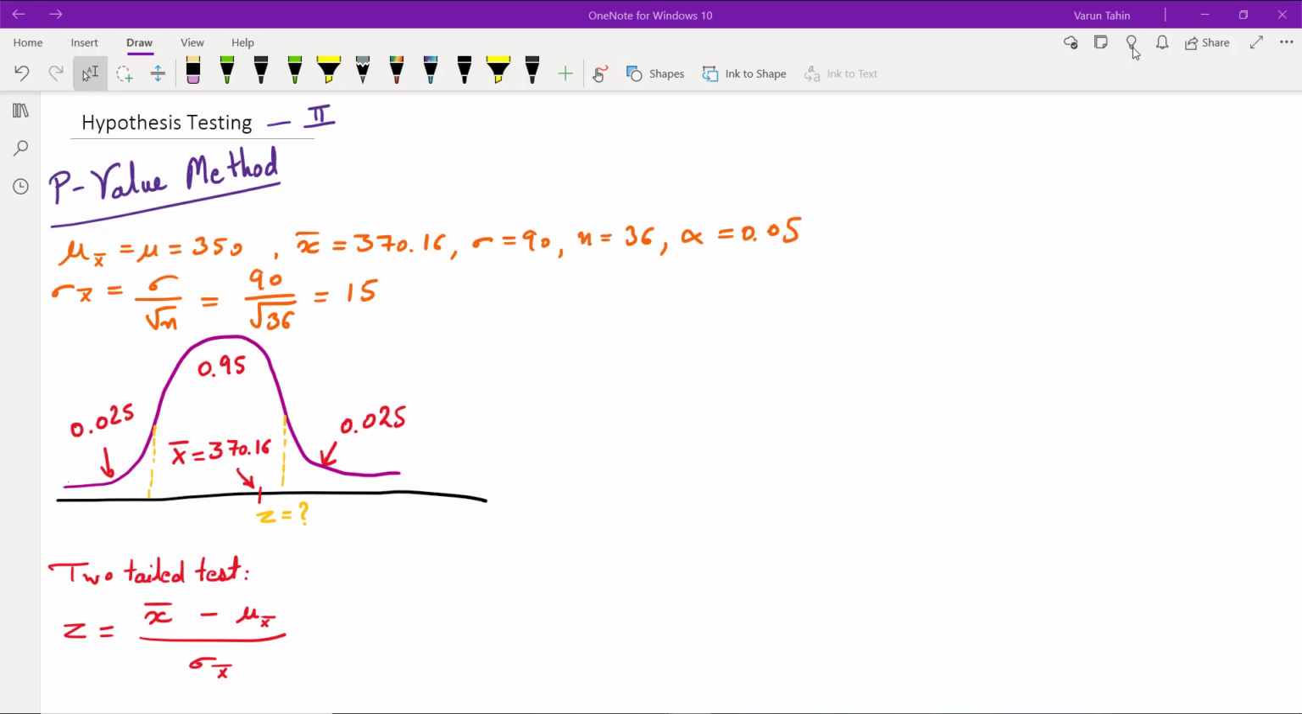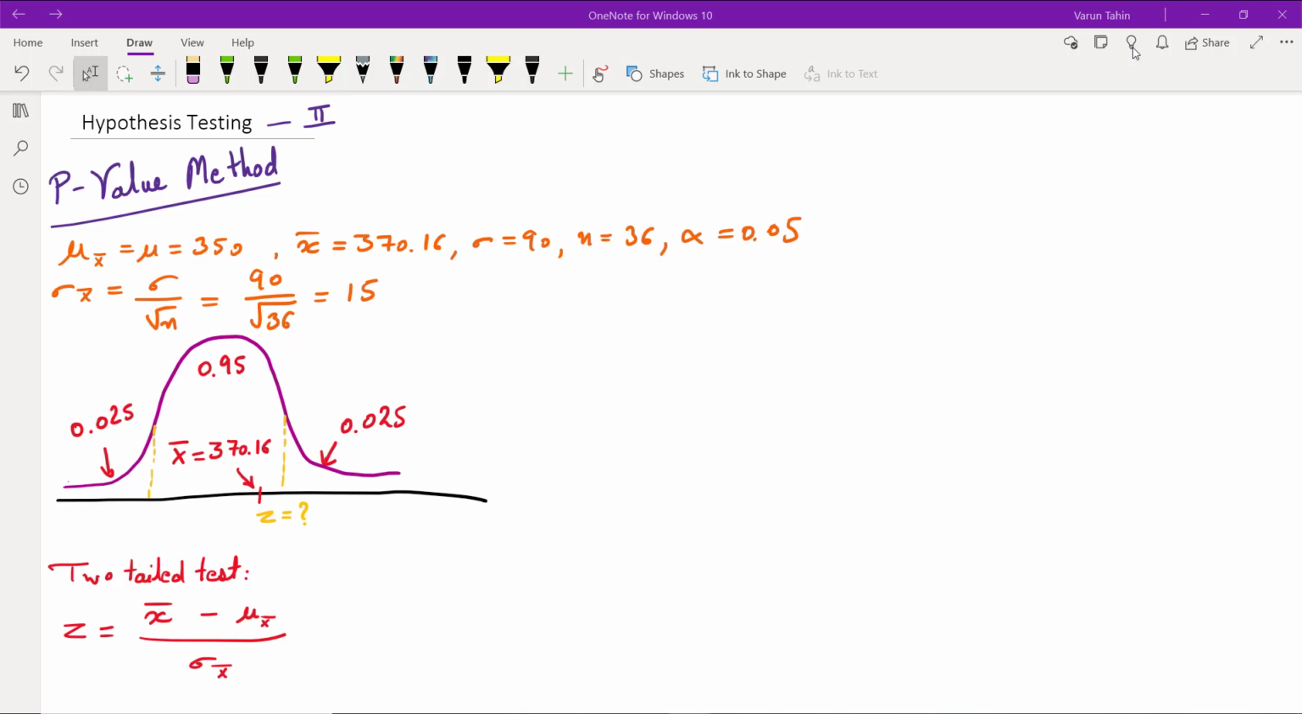Now there is one other method that will help us in making decisions, and that is called the p-value method. Let's understand this with an example like we did for the critical value method. Let's say that the sampling distribution mean and the population mean is 350, the sample mean is 370.16, the standard deviation is 90, samples are 36, and the significance level is 0.05. Now we will calculate the standard error, which comes out to be 15.